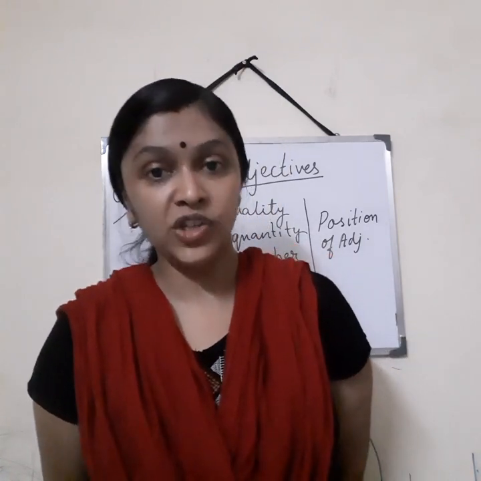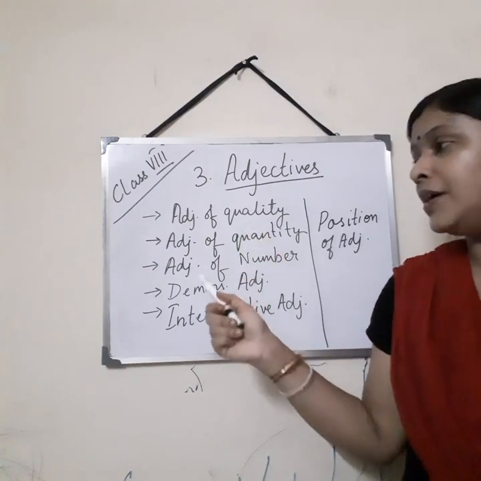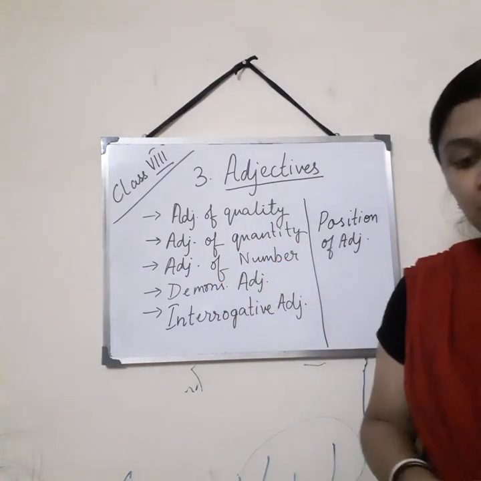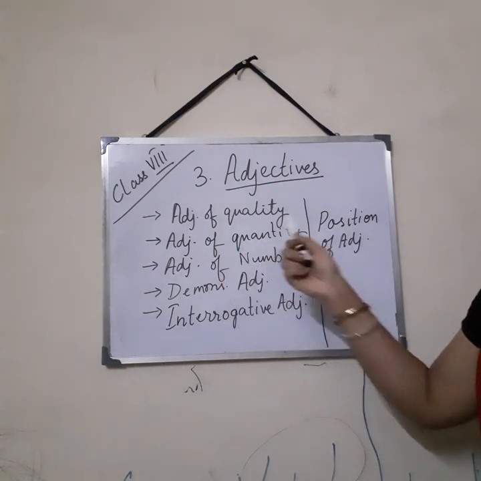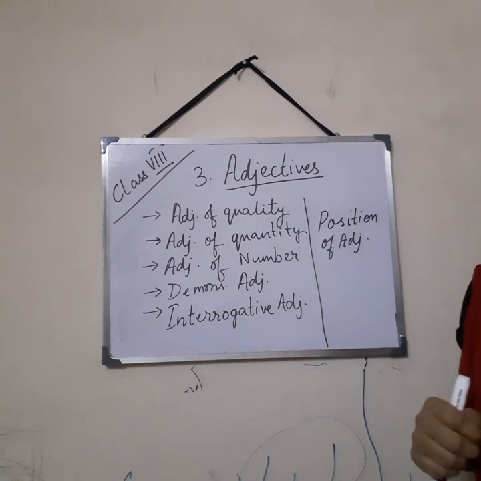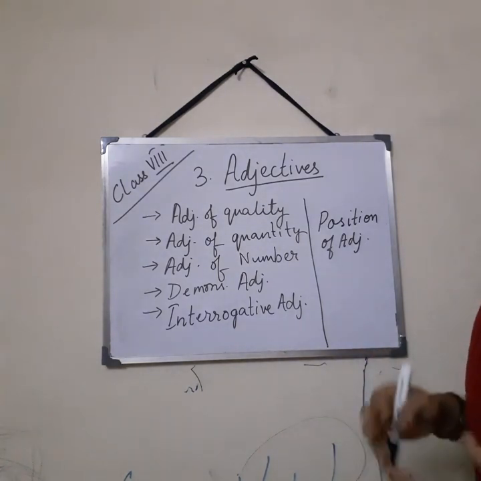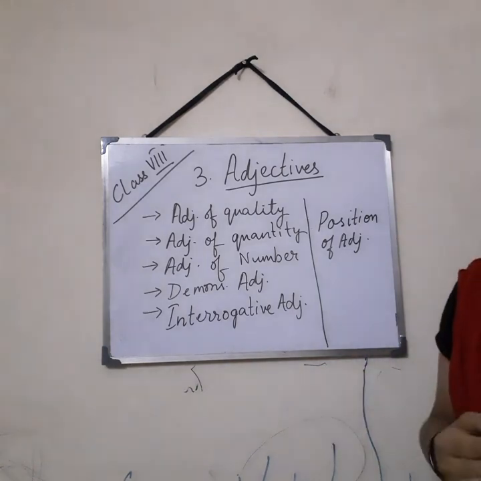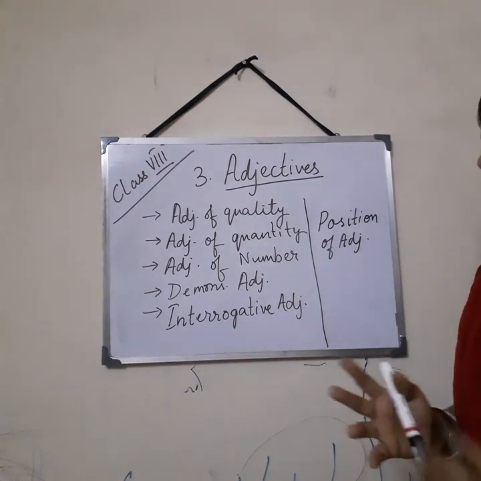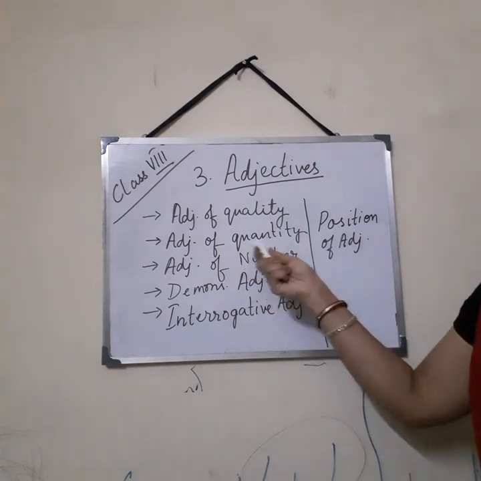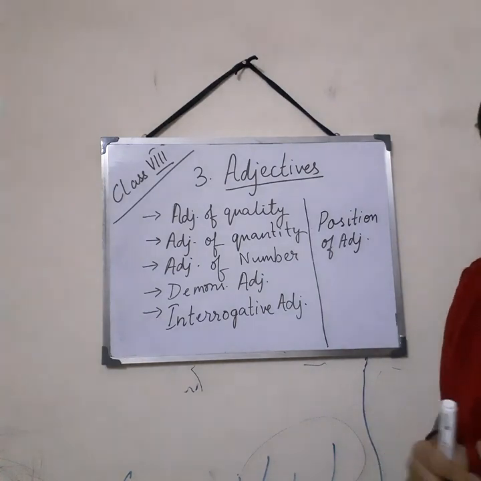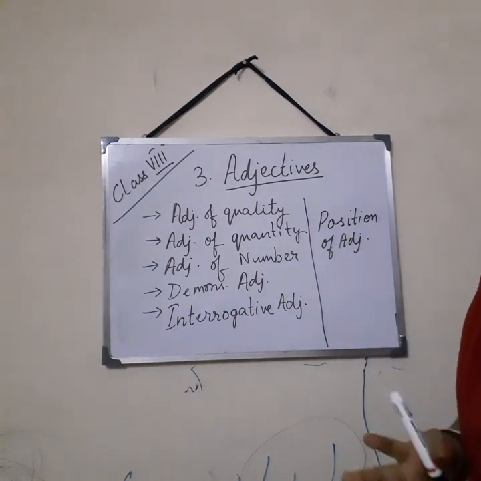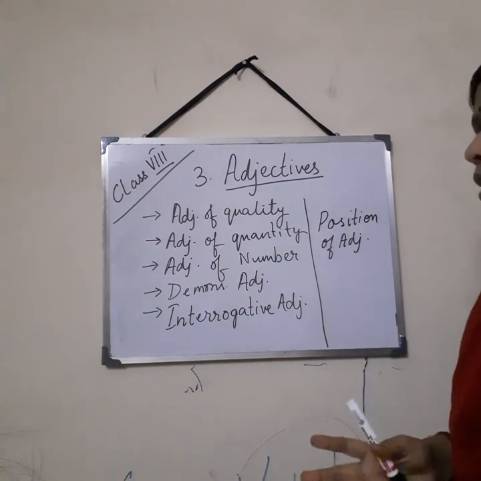Some of the most common types of adjectives are adjectives of quality, which tell about the quality, or describe the color, size, shape of an object or a person. Adjective of quantity, which tells you how much, that is the quantity of something, like give me some milk, give me some water. So some, much, little, few, like that. Adjective of number, that tells you about how many persons or things are meant. It can be 1, 2, like that.